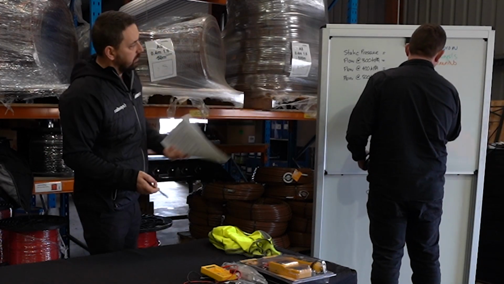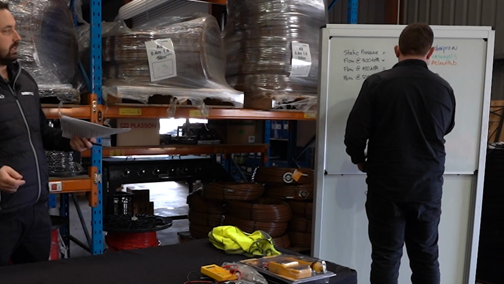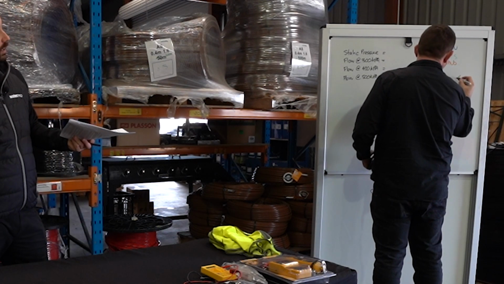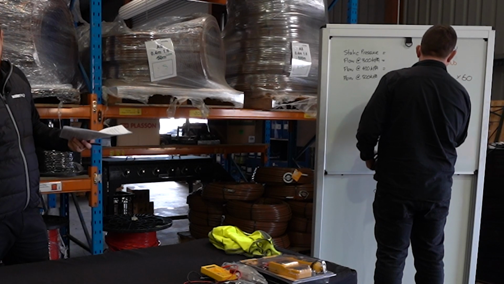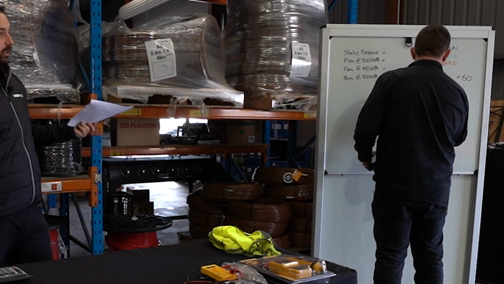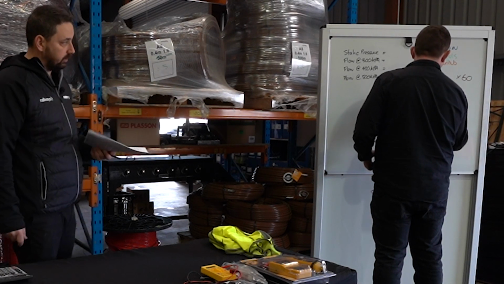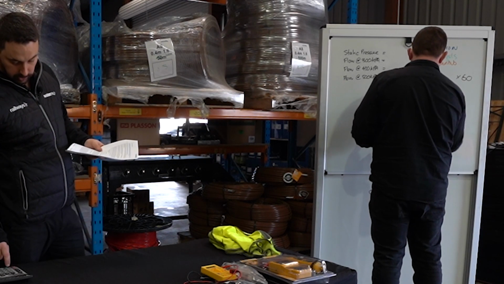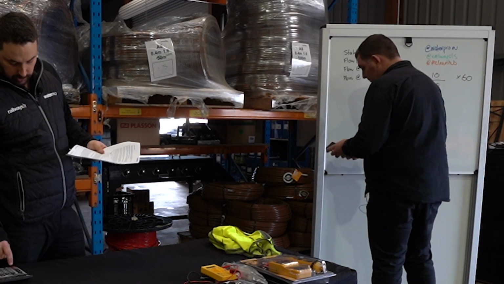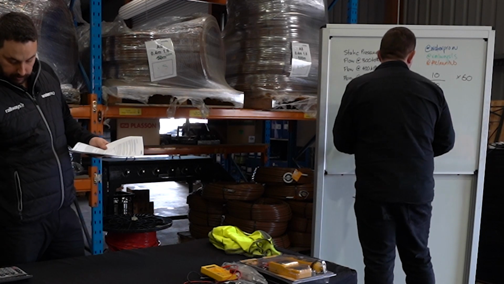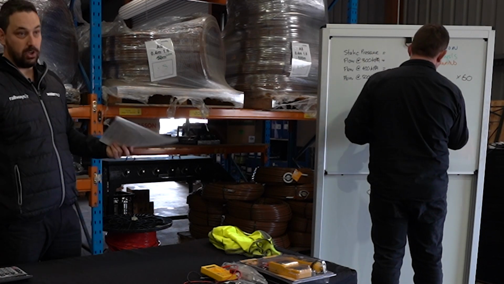So in this instance, obviously, 10 times 60 gives us, you're doing that one there, yeah. So how many seconds? Let's say it took us 20 seconds to fill that bucket. All right, so we would then do 10 times 60, divide that by 20, which gives us 30 litres a minute.